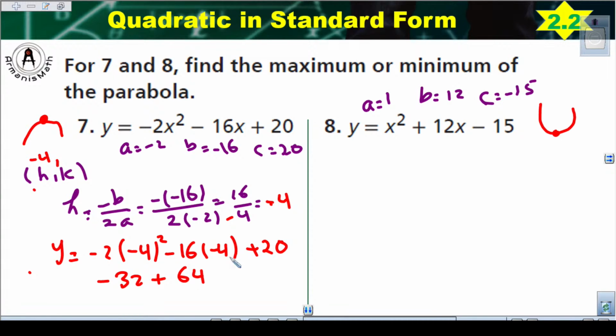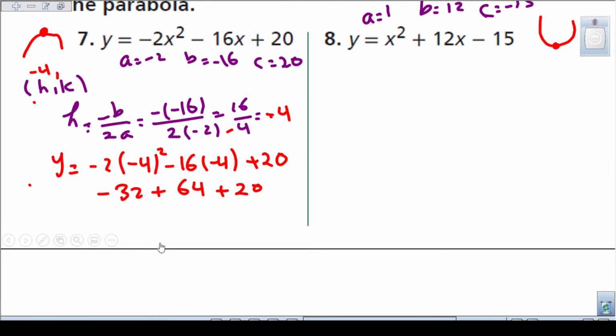That's 64, because 16 times 2 is 32, but I've got 4 of them, so that's 64 plus 20. And I see myself here looking at 16, that's a 32 plus 20, which takes me to 52. So that y value, or the k, is going to be that 52.